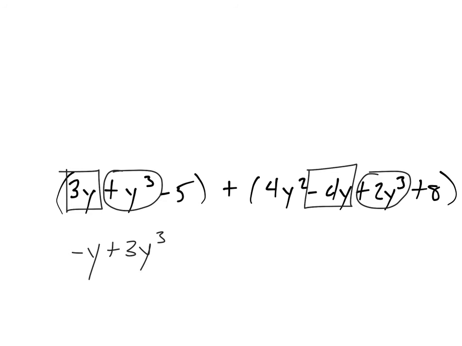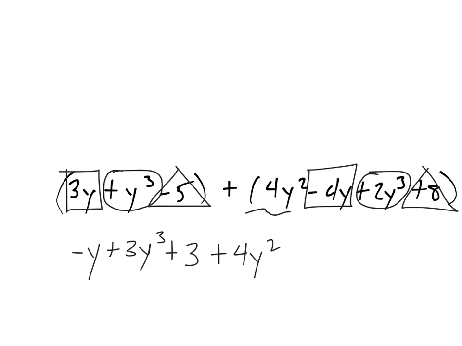Then we have the negative 5. Does it have a like term? And it is 8. So I'm going to take this negative 5 and add that positive 8 and get a positive 3. And then you'll notice that in the second polynomial, there's a leftover term, right? Does it have a like term anywhere? No. So it doesn't change. It just stays positive 4y squared.